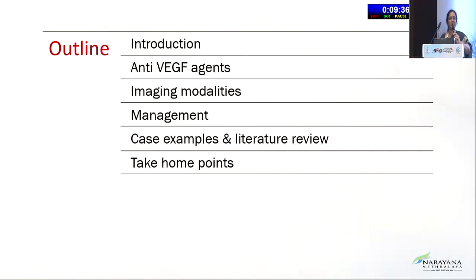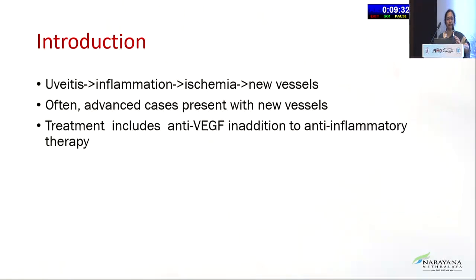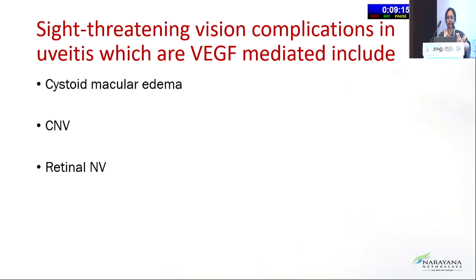Imaging modalities and management options with case examples, with take-home points. In uveitis, we have inflammation which leads on to ischemia, which in turn causes new vessel formation. So treatment includes anti-inflammatory agents and also the anti-VEGF agents.